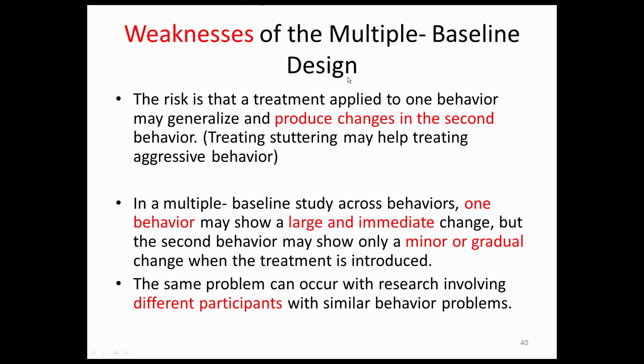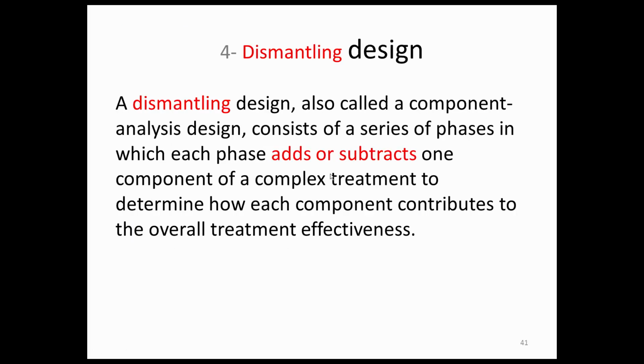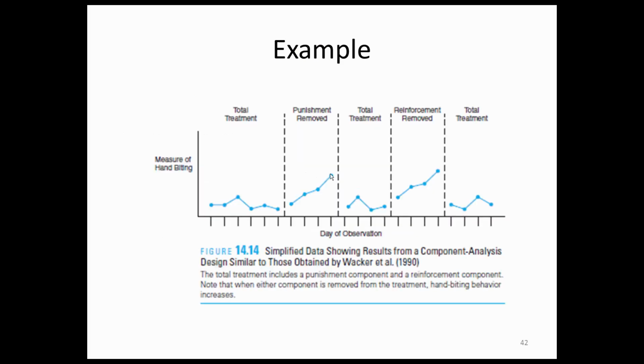these exceptional situations. Another version of the AB design is the dismantling design. A dismantling design, as the name indicates, is a situation that you start with a complicated or complex treatment, and then you add or subtract some elements or some component of your treatment as you go. So for example, here you have a baseline for a behavior. So for example, here you start with your total treatment.